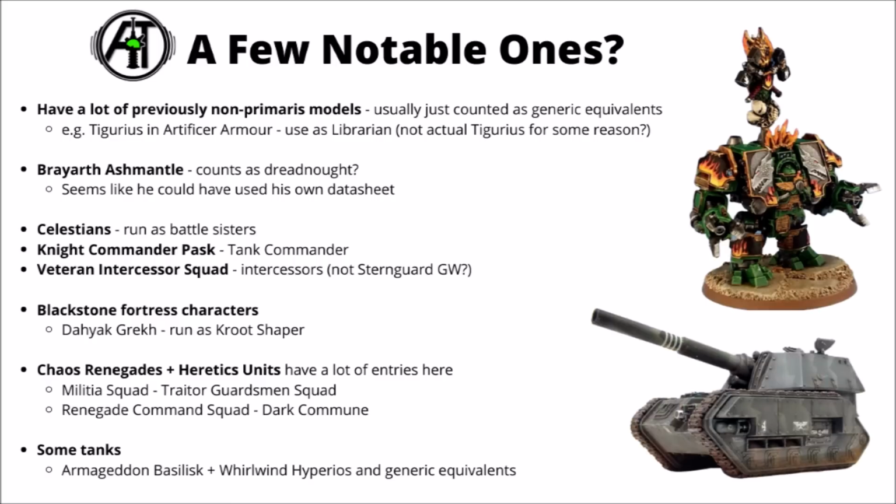Finally, there's a couple of generic tanks here as well, things like the Armageddon Basilisk, which has the enclosed crew compartment, and the Whirlwind Hyperios.